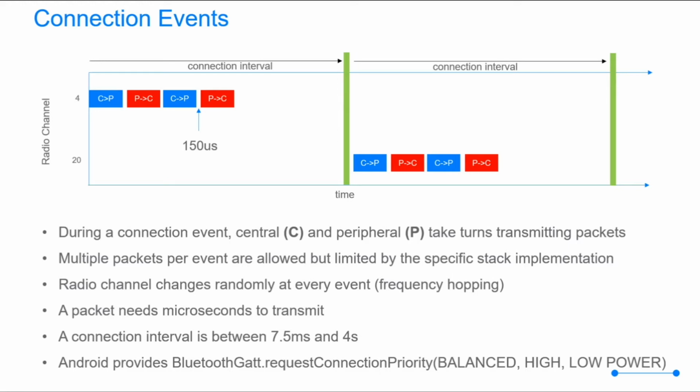And on screen there you can see the kinds of variables or arguments to some of the method calls that are available to you. You can request balanced, high or low power, which effectively gives you something in the middle, a fast connection interval or a slow one, depending on your priorities.